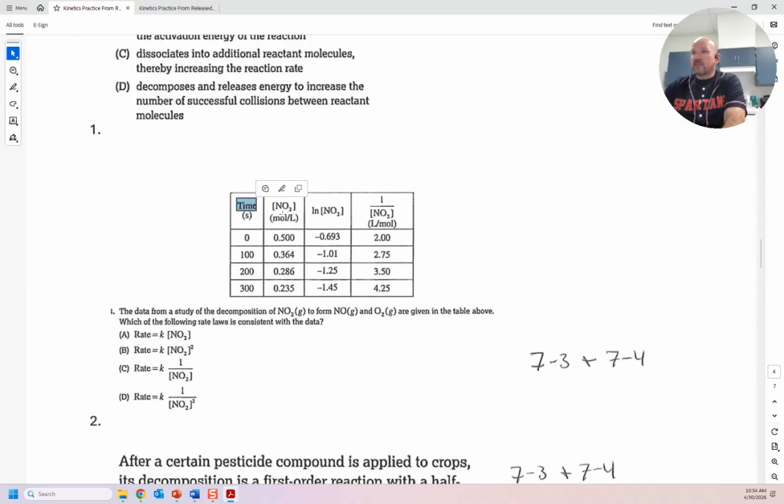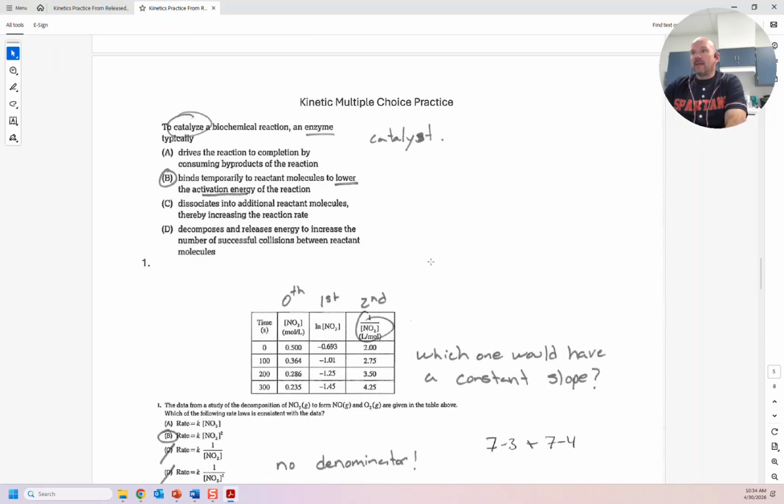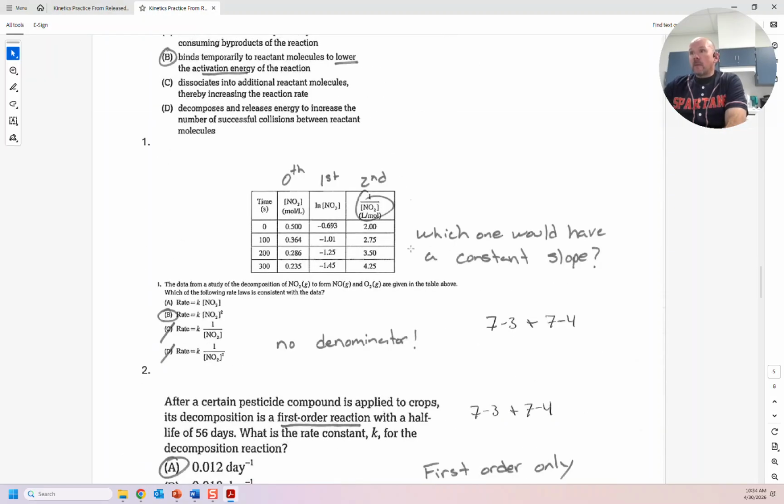So if this gives us the straight line, 0th order. If this gives us the straight line, 1st order. If this gives us the straight line, 2nd order, right? That's it. Now, how can we tell if it's going to constant slope? Do I have time to make graphs and stuff? No, but you can find the difference between here and here, and then the difference between here and here, and the difference between here and here.